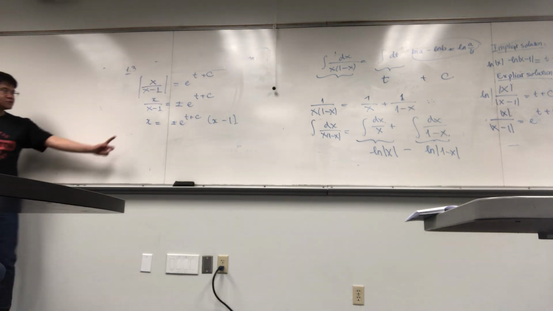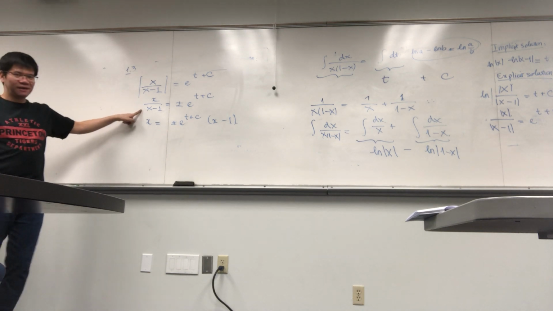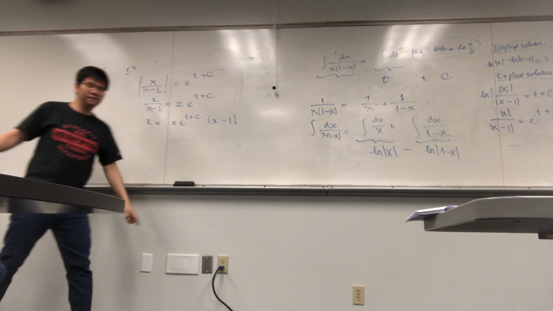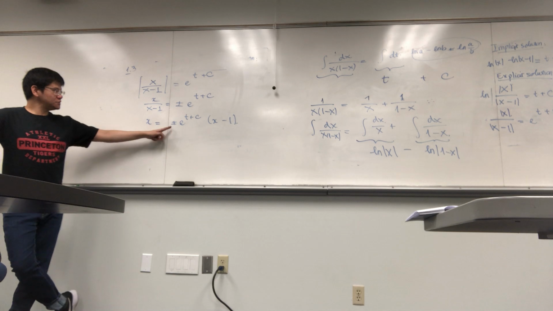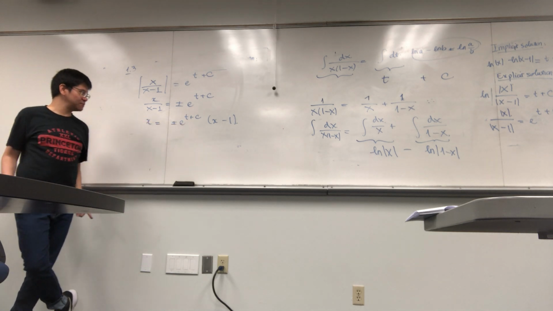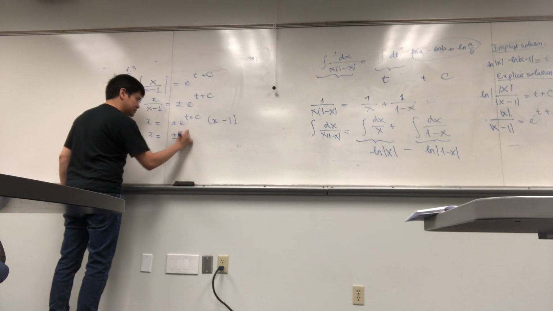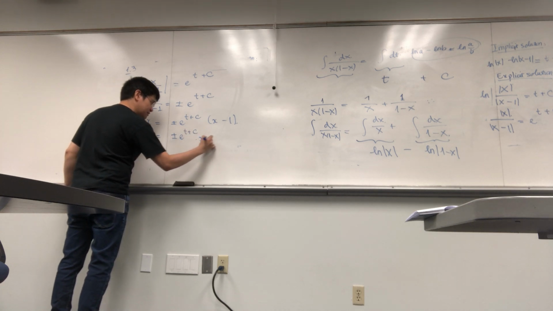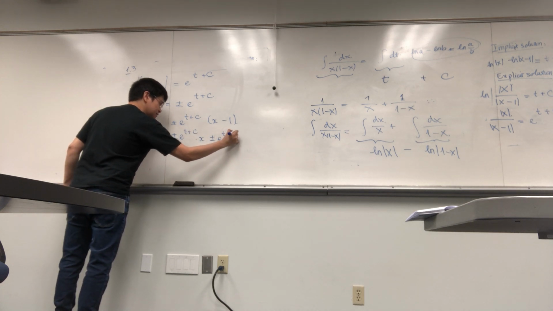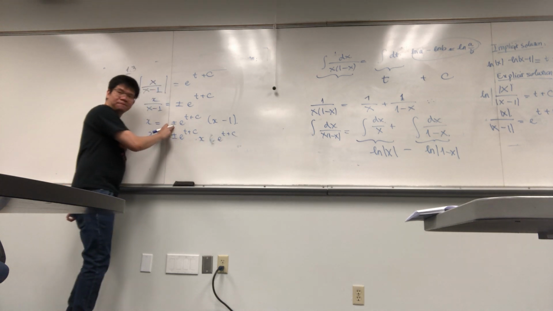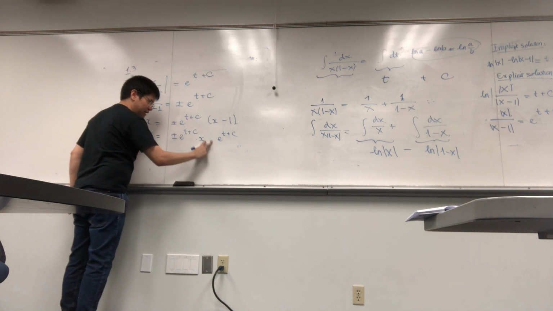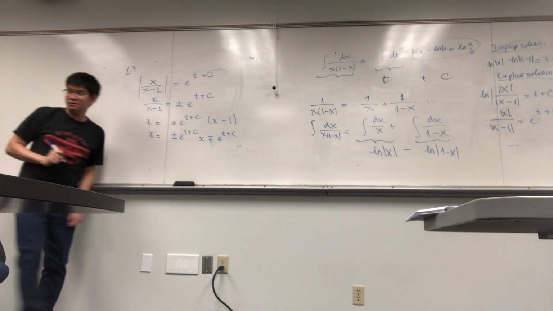Alright? So I have to solve for x, so I multiply to the right hand side. I have x is plus or minus e to the t plus c times (x minus 1). And now I have x is plus or minus e to the t plus c times x, plus or minus e to the t plus c. This is because plus or minus times minus 1, so I have minus or plus. Alright?